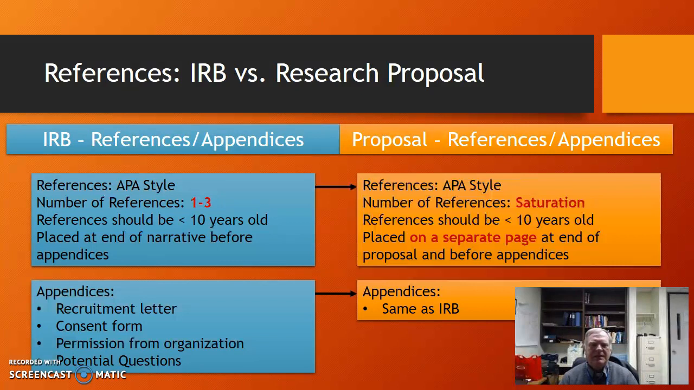The appendices are about the same in both. You should have the recruitment letter, the consent form, the permission from the organization if you require one, and a list of potential questions that you're going to ask.